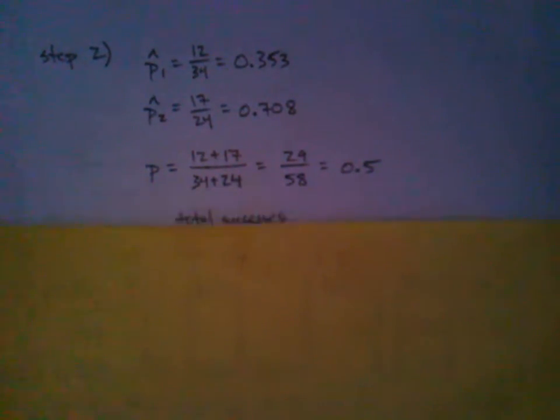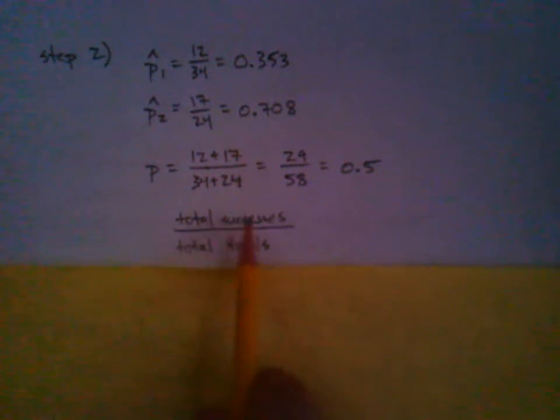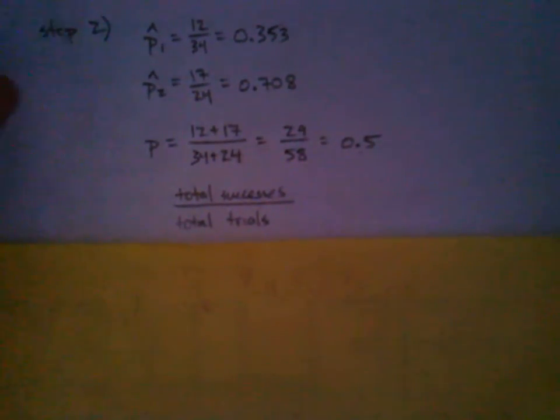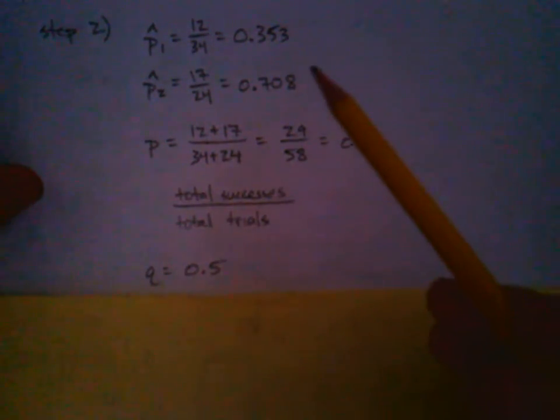Okay. Well, if P is 0.5, total successes, but think of it all as one big group. Okay, we get it. If P is 0.5, then what is Q? Well, it's the complement. Turns out it's 0.5 as well. Okay, now we got it. Let's put it all in.